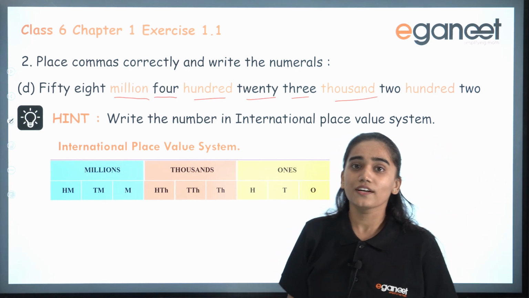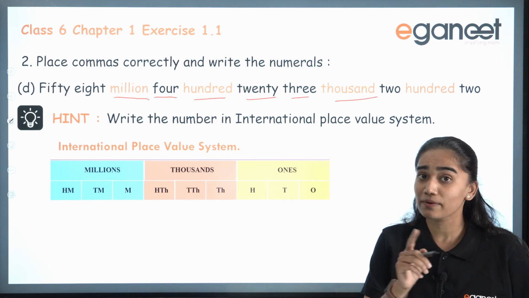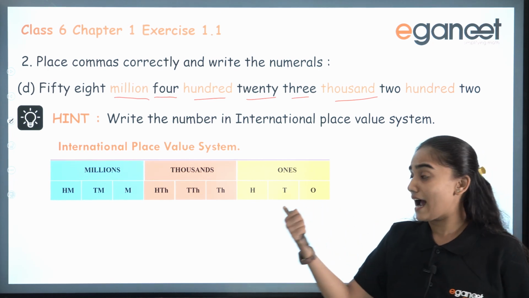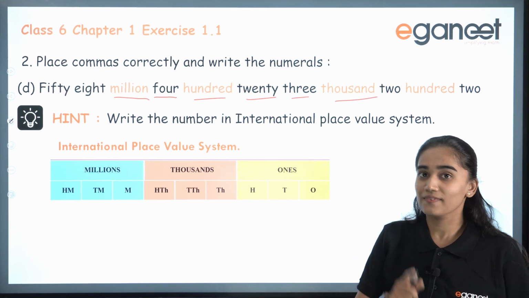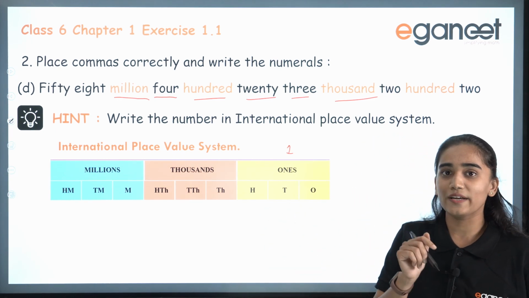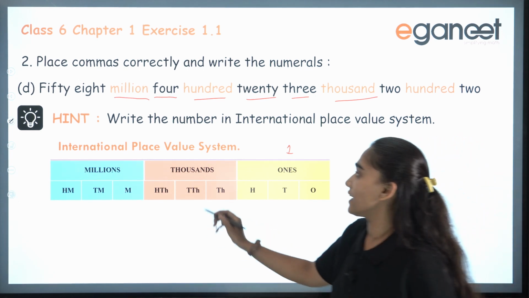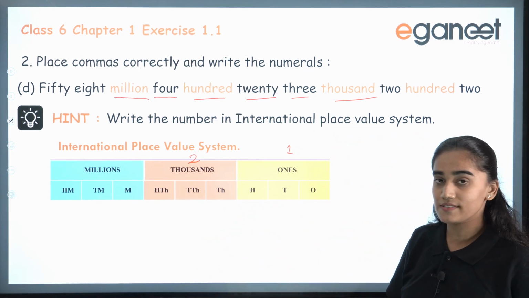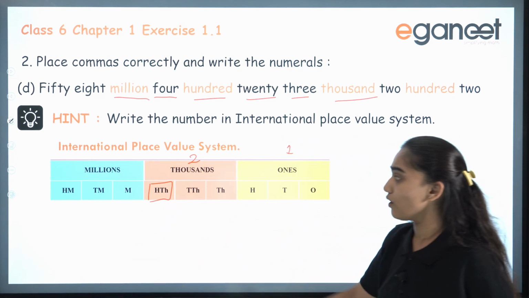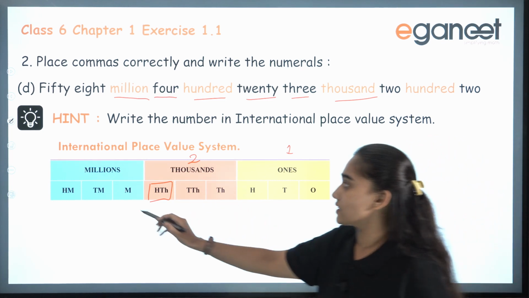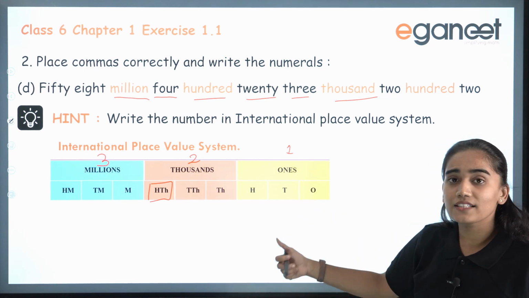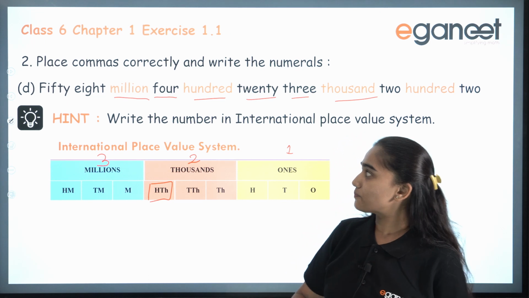If you have understood the concept of Indian place value system correctly, you must be observing some similarity between Indian and international place value system. Correct. The first period is common for both. Here the second period is of thousands, in which we have an extra place and that place is of 100,000. Then the third period is of millions. So let's start putting the numbers according to their place values.